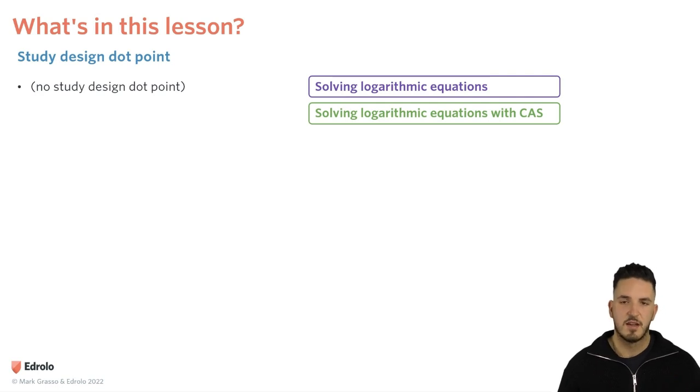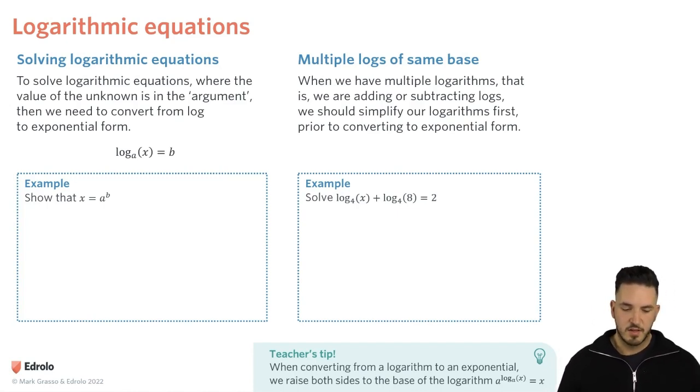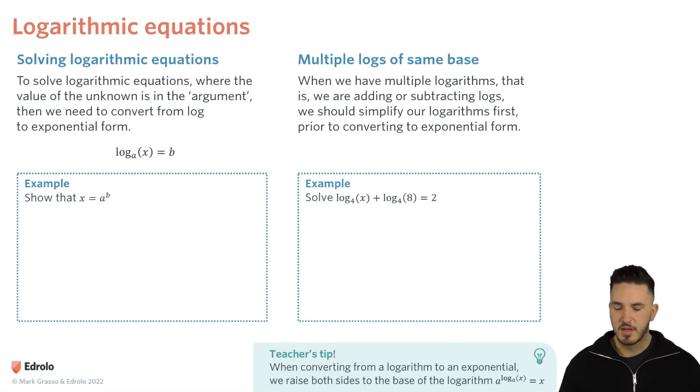Again, there is no study design dot point for this particular lesson, as most of it is covered in middle years and Unit 1 and 2 Mathematical Methods. So solving logarithmic equations. To solve these equations where the value of the unknown is in the argument, so that is inside the brackets, we need to convert from log to exponential form. So for example, in this instance, we have log a of x equals b, so show that x equals a to the power of b.